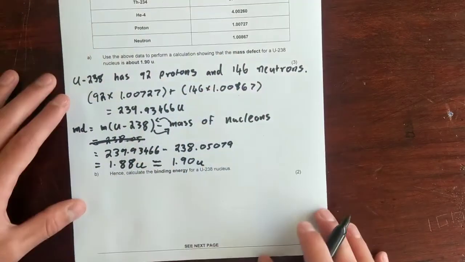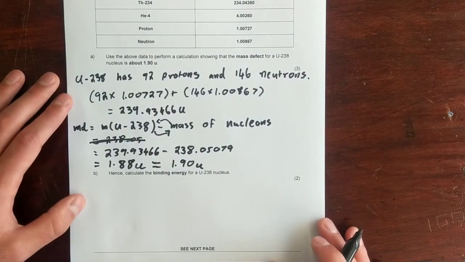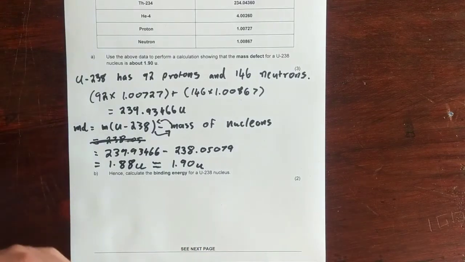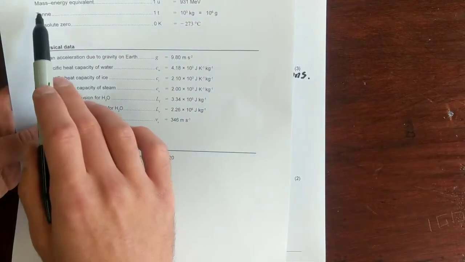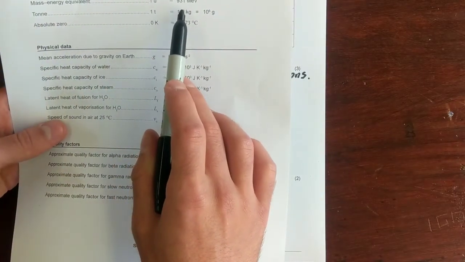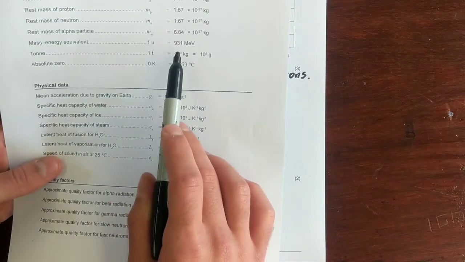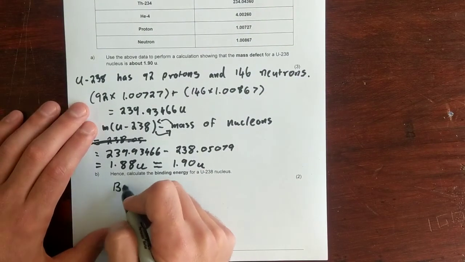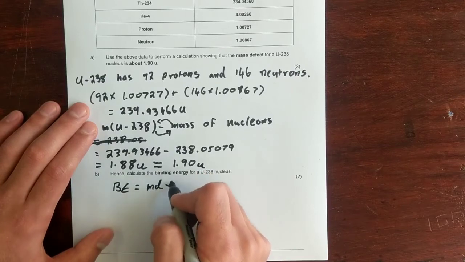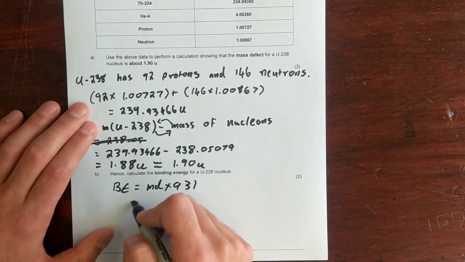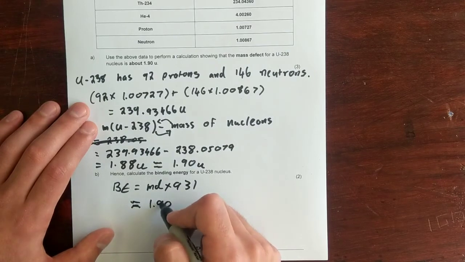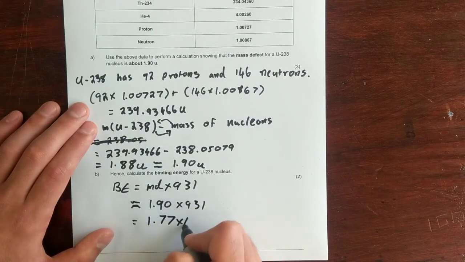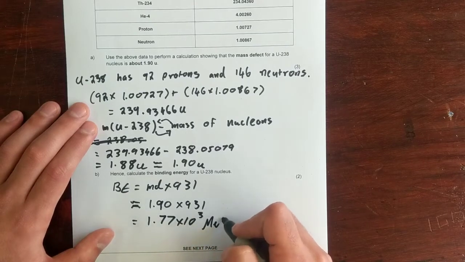Question B. Hence, calculate the binding energy for a uranium-238 nucleus. On our physical constants and formulae sheet, we have a mass energy equivalence: 1 U is equal to 931 mega electron volts. So if I have 1.9 U, the binding energy is equal to the mass defect times 931, which is approximately 1.90 U multiplied by 931, which gives me 1.77 times 10 to the 3 mega electron volts.